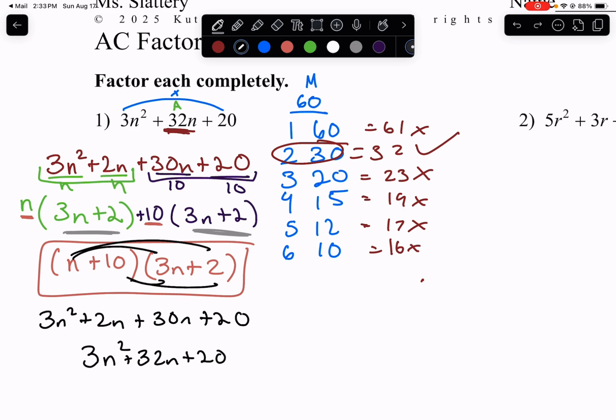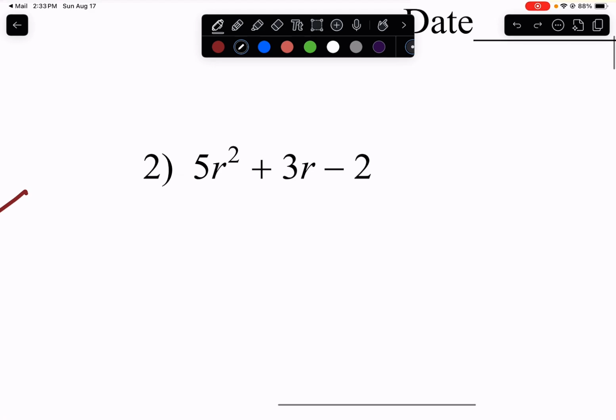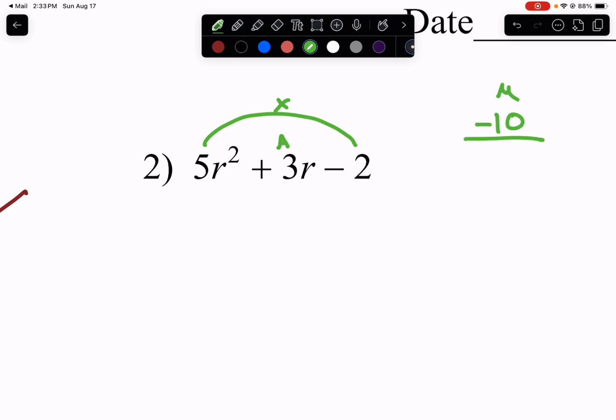All right, let's go ahead and try another one. So we look here. Do I have a GCF? No, I do not. So I'm going to go ahead and do my AC factoring. I multiply these guys. So I do 5 times negative 2, and that gives me a negative 10. So I know I have to multiply to negative 10 and add to 3. So before I deal with the fact that it's a negative 10, let's first just go and list out all of my factors of 10.